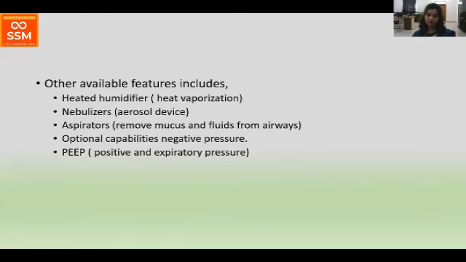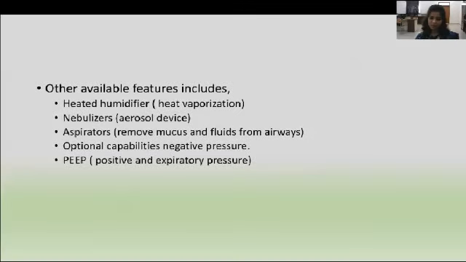Other features of the ventilators include a heated humidifier, otherwise called heat vaporization, and a nebulizer, which is an aerosol device that converts liquid medicine into mist, as used by asthma patients. The third one is the aspirator that removes mucus and fluids from the airways. If there is any mucus or fluid present in the trachea, that is the pulmonary tree, the aspirator will be used to remove the excess mucus and fluids from the airways. Next are the optional capabilities, negative pressure, and the final one is PEEP, that is positive end expiratory pressure.